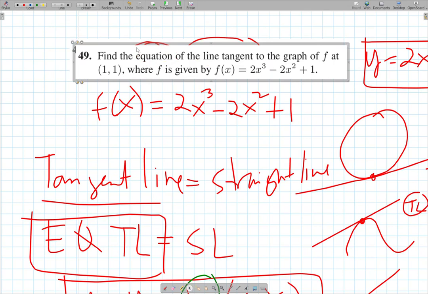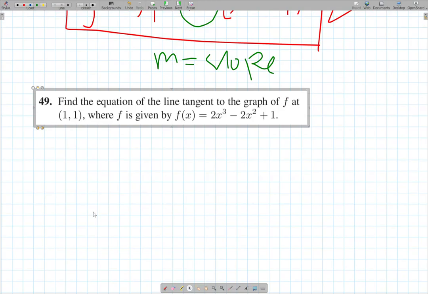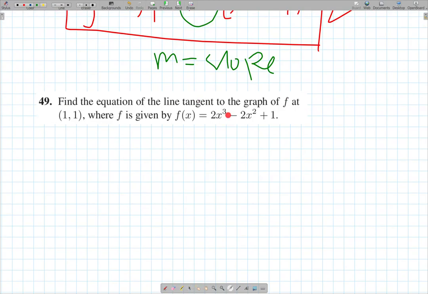Let me copy this and move it down a bit. Find the equation of the tangent line to the graph of f at (1, 1). What is this, class? (1, 1). So let's make a graph. Assuming the point is here, this is the point (1, 1).